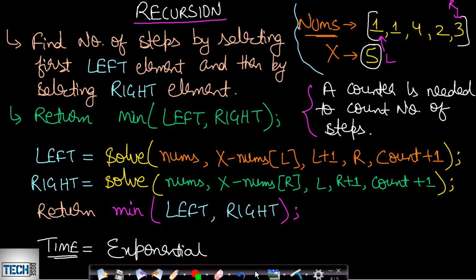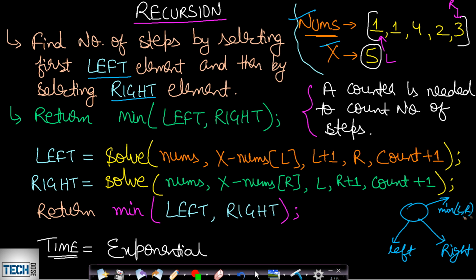Now in this case I will take the same nums array as well as x value. Here we need to find the number of steps by selecting first the left element and then by selecting the right element. So if we are at a node, then we will be making the left call and we will be making the right call. Okay, and we will be returning the minimum of left comma right as our minimum sequence length in our answer. If it is not possible to form the sequence, then we will be returning -1. Okay, so these are the possibilities.